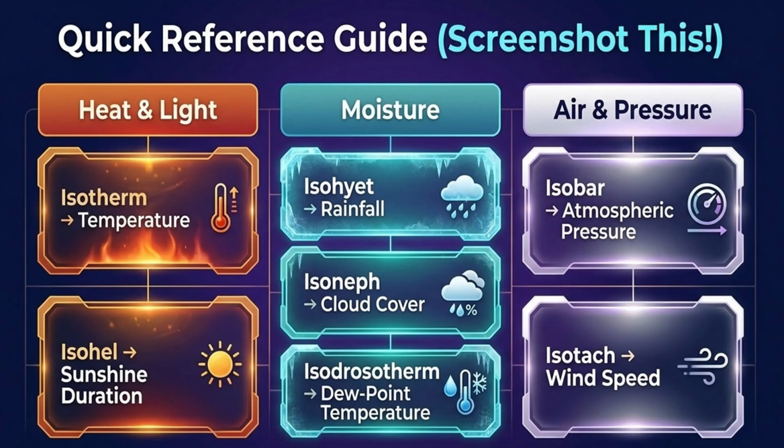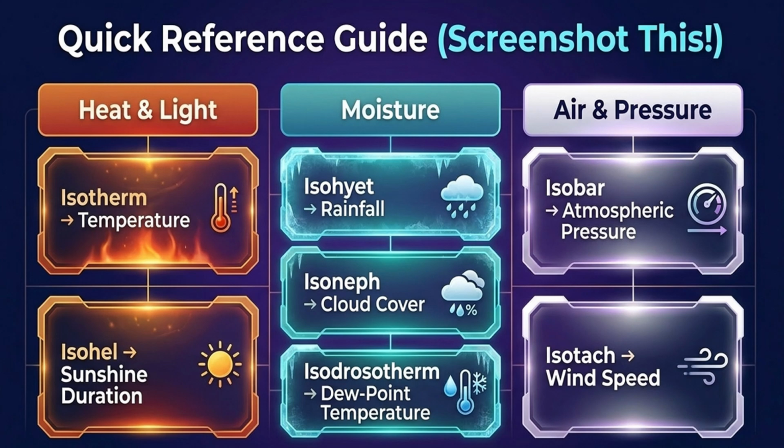Before we end today's video, let's quickly revise all the important isolines we have learned. Isotherms connect places with equal temperature. Isohel connects places with equal sunshine duration. Isohyet connects places with equal rainfall. Isoneph connects places with equal cloud cover.